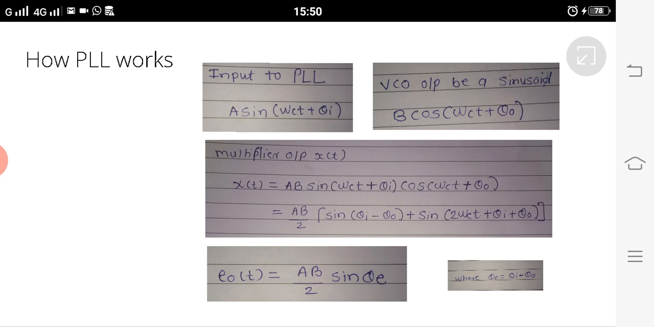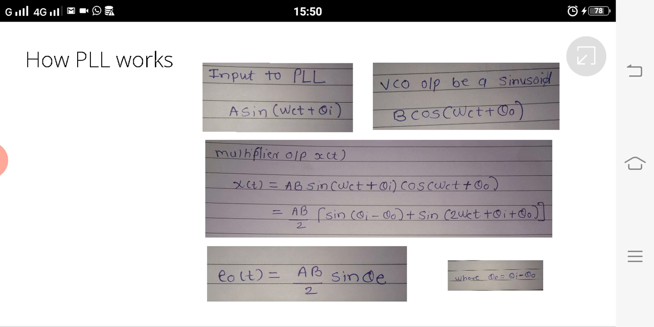Now if you see the output x of t that we are getting from the multiplier, it will be x of t equals AB sine of omega c t plus theta I into cos of omega c t plus theta naught, which on further operation will give us AB upon 2 into sine of theta I minus theta naught plus sine of twice omega c t plus theta I plus theta naught.